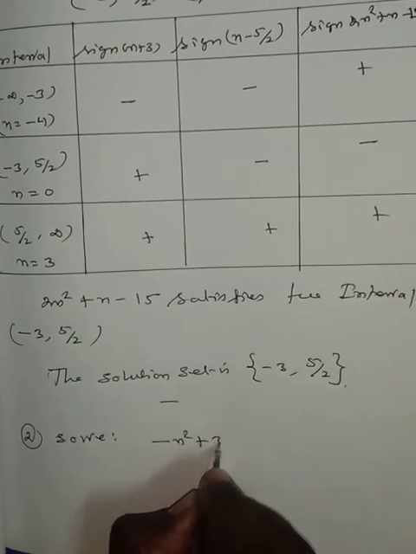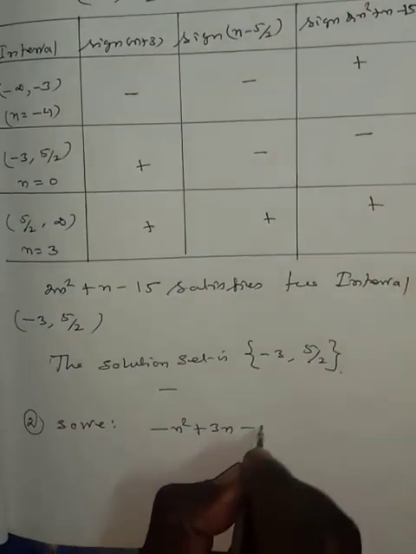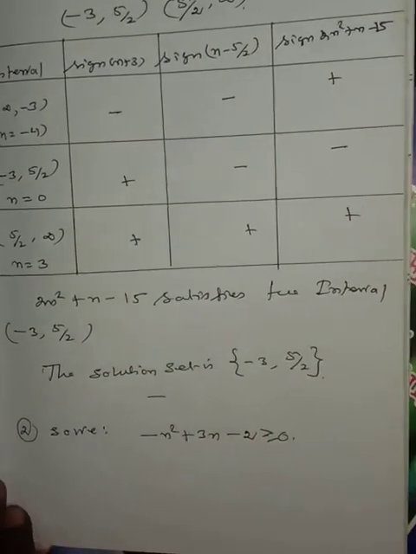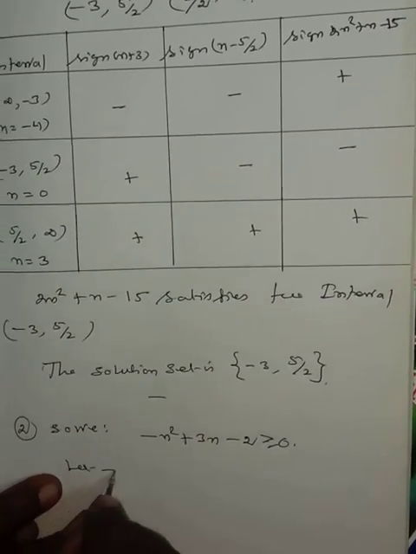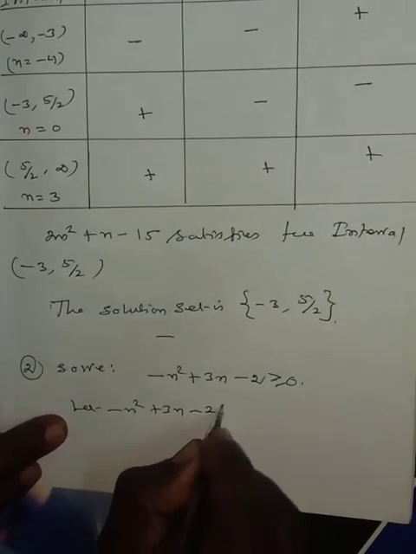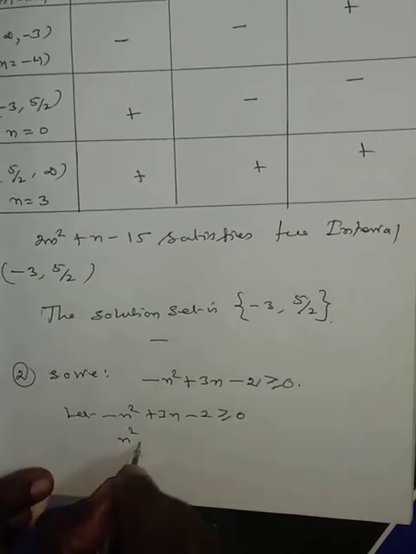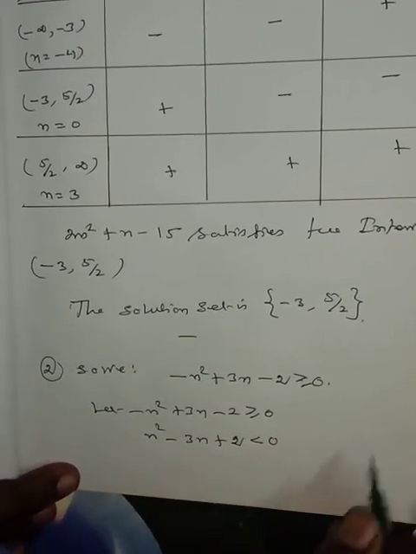Minus x square plus 3x minus 2 is greater than or equal to 0. This means: let minus x square plus 3x minus 2 be greater than or equal to 0. Multiply minus 1 on both sides, we get x square minus 3x plus 2 less than or equal to 0.